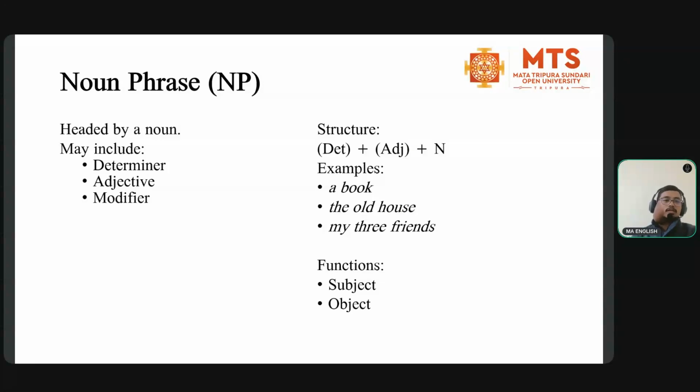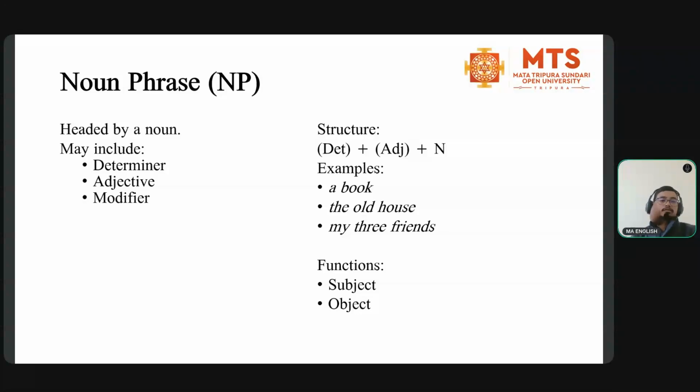So let us now understand the noun phrase. It is also called NP, right? A noun phrase is a phrase that is headed by what? A noun. So this means the most important word in the phrase is a noun. A noun phrase may be short or it may be very, very long. Sometimes it has only one word like books. Sometimes it has many words like the three very old houses, something like that.